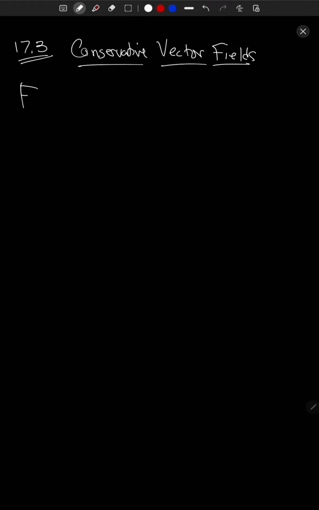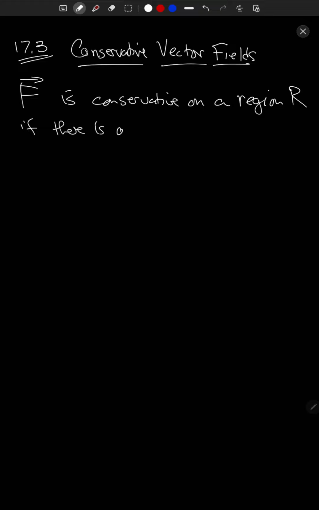So F, so this is a vector field, is conservative on a region. So this could be in 2 dimensions, in the plane. It could be in space. It could be in 4 dimensions, any dimensions. So on a region R, if there is a function phi, so if you're in the plane, the phi should be a 2-variable function. If you're in space, it should be a 3-variable function, etc.